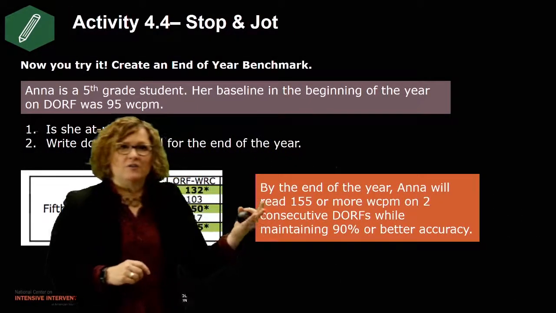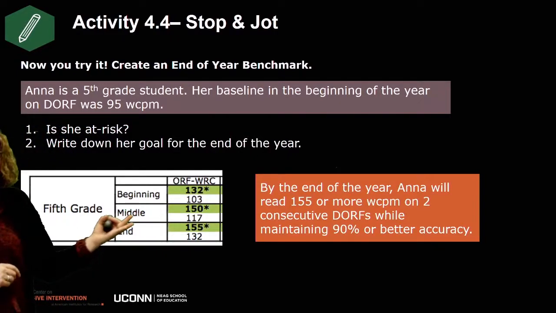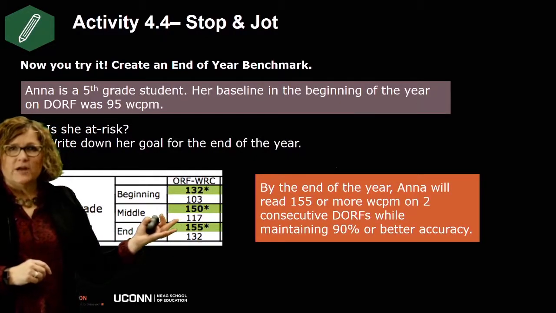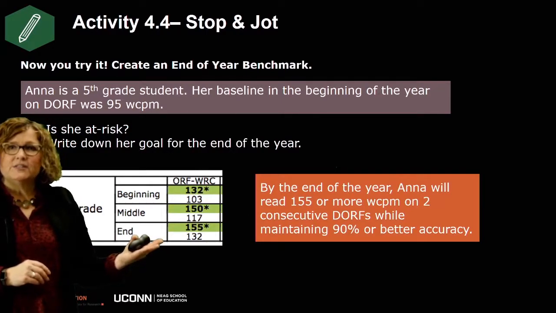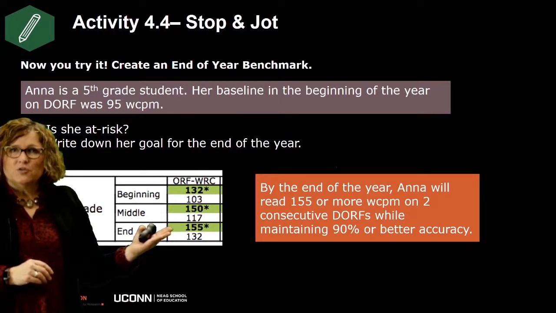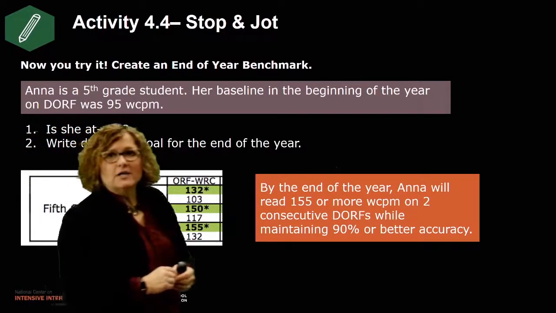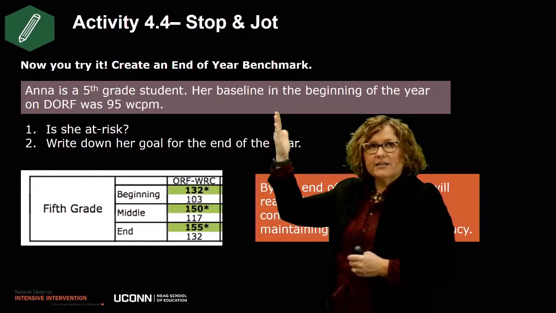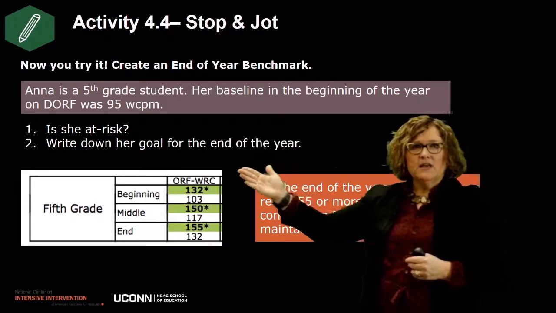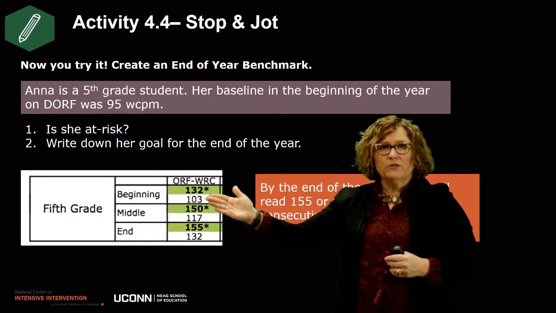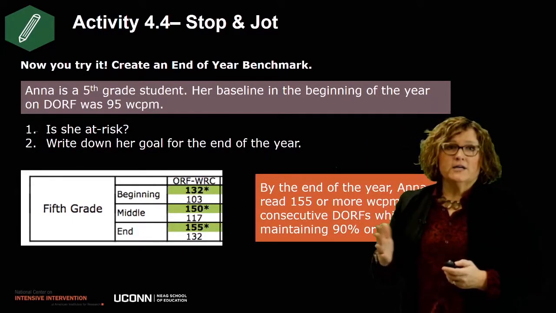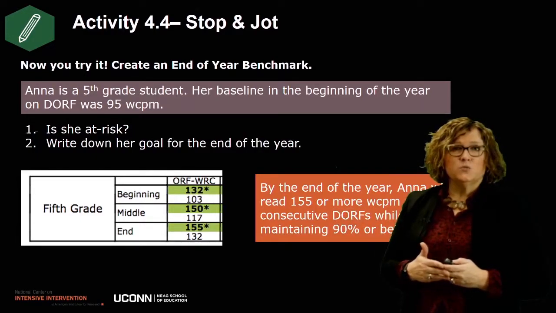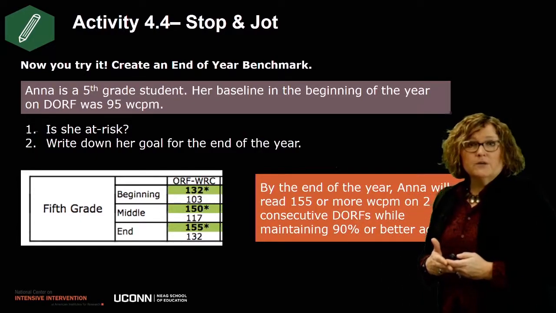So I hope you found that by the end of the year, Anna will read 155 or more words correct per minute on 2 consecutive DIBELS oral reading fluency probes while maintaining 90% or better accuracy. That is the 5th grade end of the year score. And I hope that you also talked about her risk status. She was at 95 at the beginning. That's below the 103 risk cut. So at the beginning of the year, she definitely was at risk, and we hope to get her up to this 155 by the end of the year.